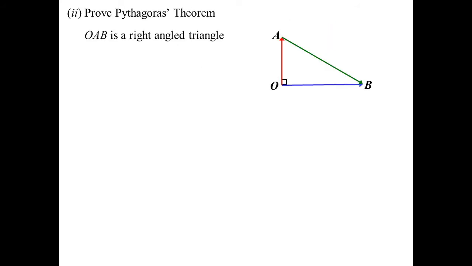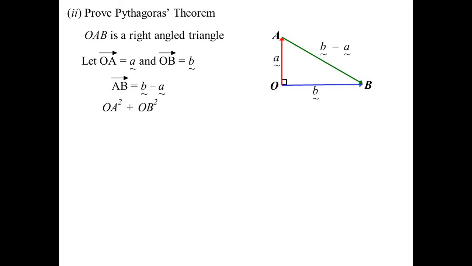What about Pythagoras' theorem then? There are many different ways of proving Pythagoras' theorem. Here's one using vectors. OAB we know is a right-angled triangle. Again, I'll make the vertex where the right angle is the origin, so I'll call that O. OA I'll call the vector A, and OB I'll call the vector B. We basically want to prove Pythagoras' theorem, although in this case it won't be C squared, because that side, the way I've written it, will be B minus A.